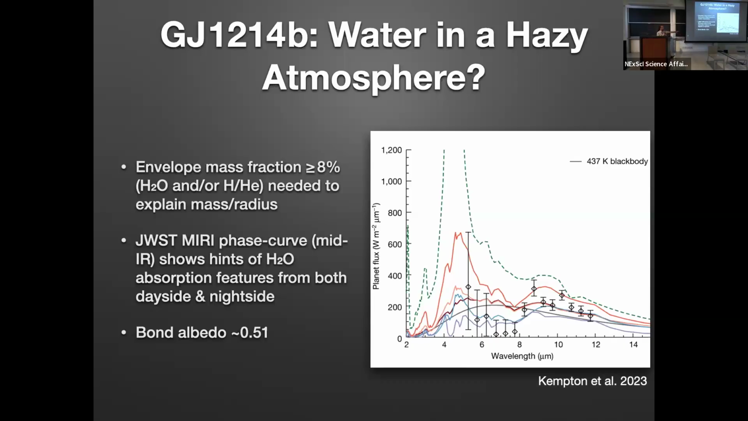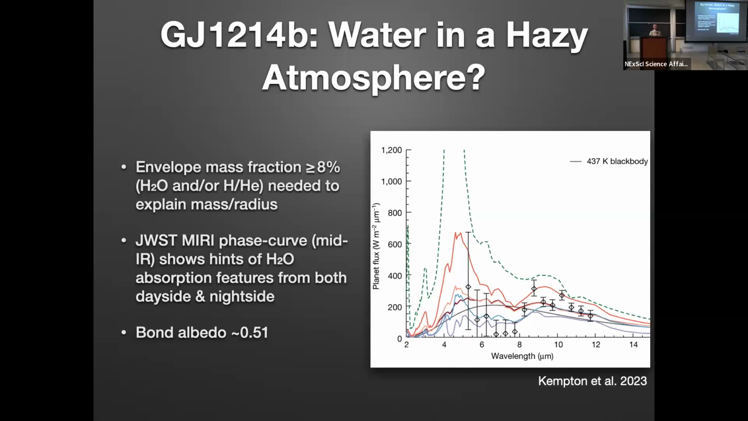So in the black little diamonds there are the observations, and the lines are models. And you can see from 6 to 8 microns, there's pretty strong absorption. It's almost black in those wavelengths. This is, I think, a plot from the night side. They did this for the day side as well, and also saw similar absorption features. So if you combine the two, it's more significant than it looks in this one plot. But yeah, they do claim detection of water.